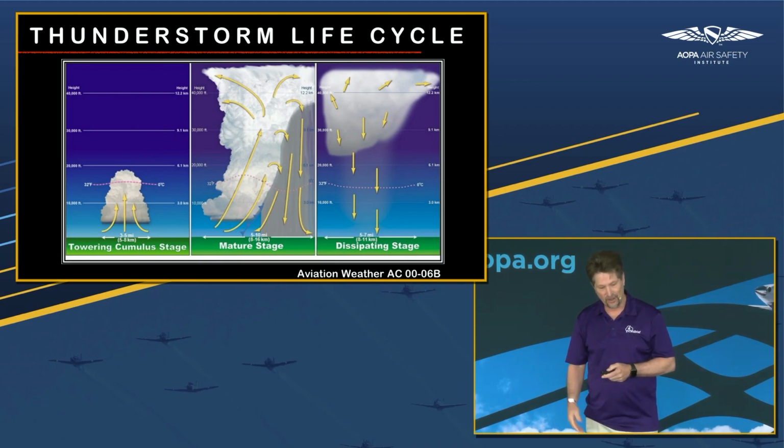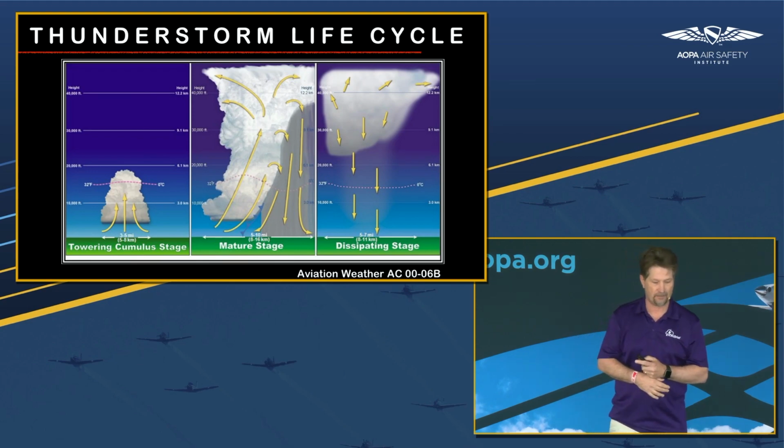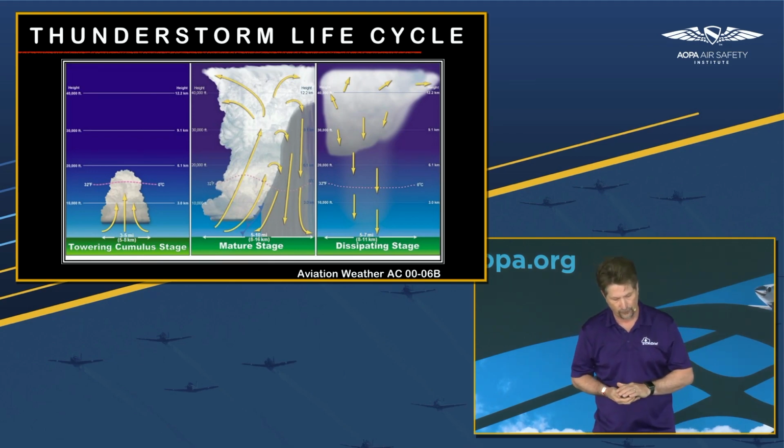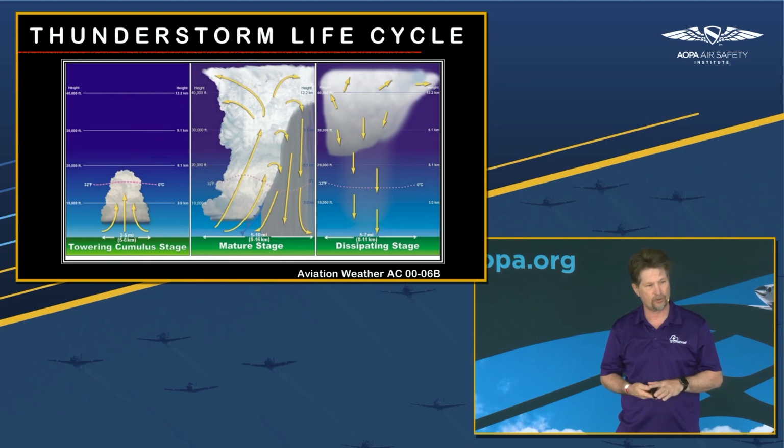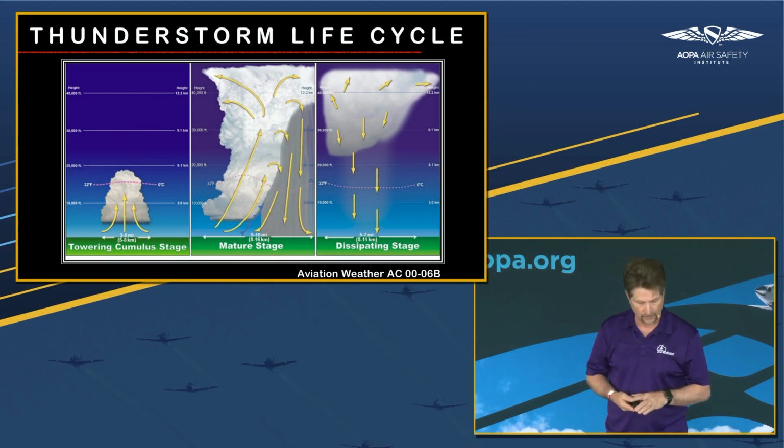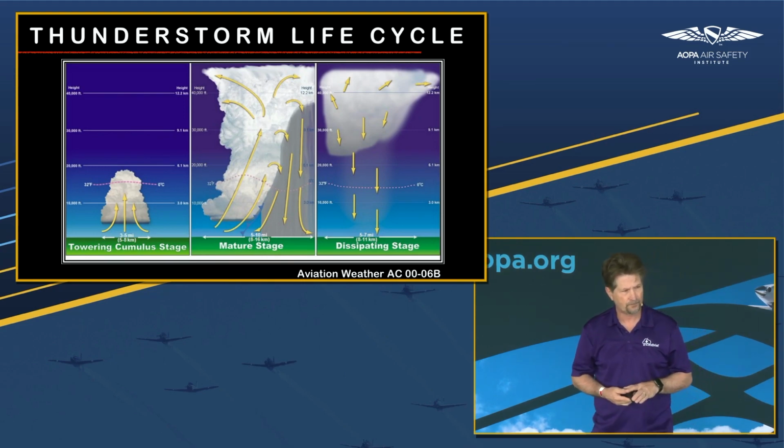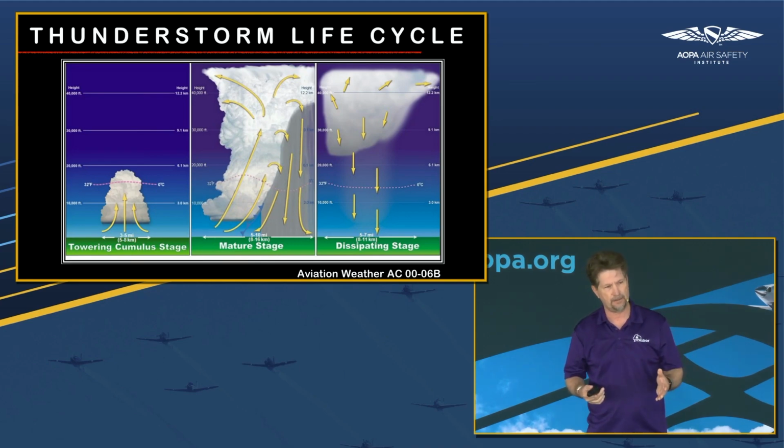So anyway, most of you have probably seen this particular diagram. This is from the Aviation Weather Advisory Circular 0006B. It's the thunderstorm life cycle that you're taught from kind of the beginning. This has been around for many, many decades in terms of being able to talk about and understand essentially what the thunderstorm is all about.